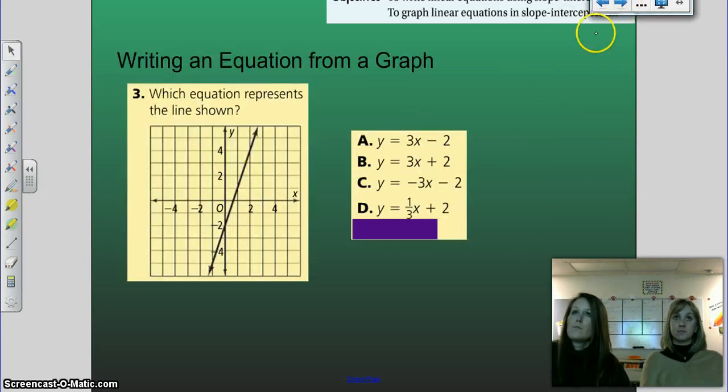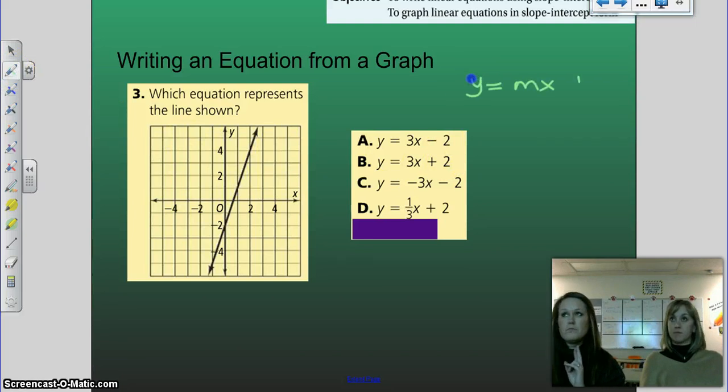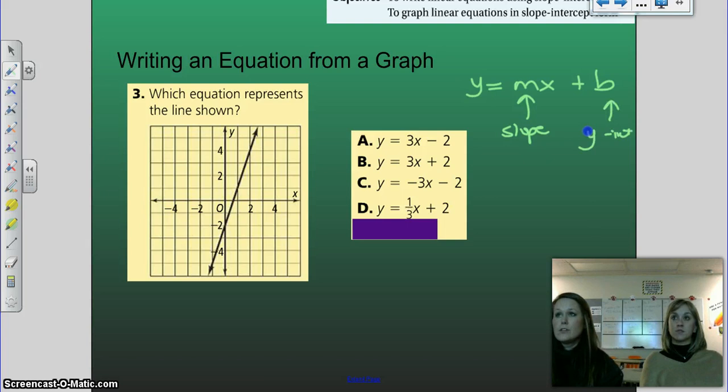Perfect. All right, now we're going to write an equation from a graph. So I know that I have y equals mx plus b, right? Nothing's changed. Still y equals mx plus b. This is my slope, and this is my y-intercept. And did we talk about slope already? With rise over run, we did. Change in y over change in x.